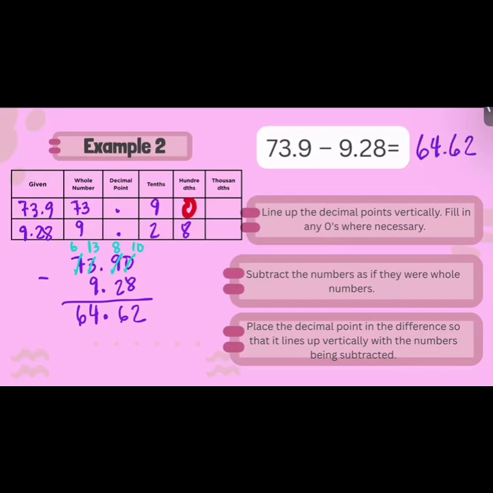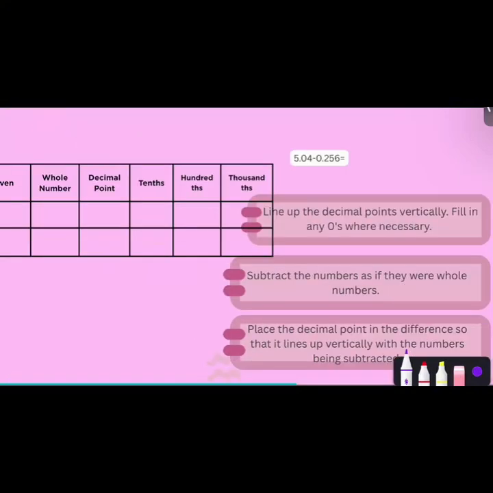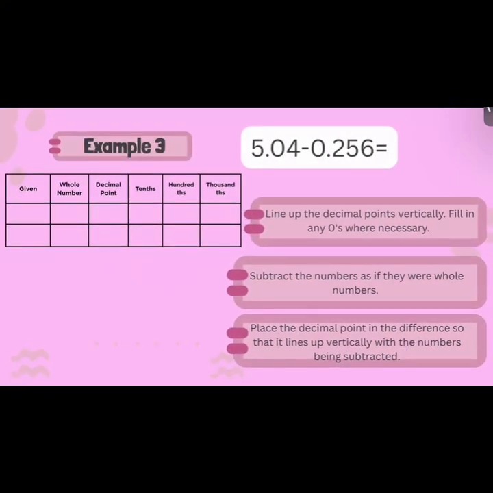Okay, next, let's have our example number 3. For our example number 3, we have 5 and 4 hundredths minus 256 thousandths. So, first, let's write the given: 5 and 4 hundredths, and 0 and 256 thousandths. Write the whole number of the minuend, which is 5. The decimal point, copy. Tenths is 0. Hundredths is 4. For our subtrahend, our whole number is 0. Then the decimal point, copy. Our tenths is 2. Our hundredths is 5. And our thousandths is 6.